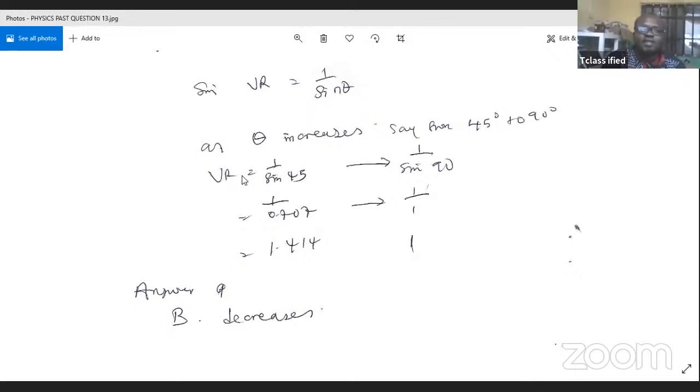So using this formula, VR is equal to 1 over sine 45, and sine 45 is 0.707. So if you solve this out, it will give you 1.44. Or if it is 90, sine 90 is 1, 1 over 1 is 1. So you can see that when you increase theta from 45 to 90, the VR reduces from 1.44 to 1. As you're increasing theta, the VR is decreasing. That makes option B the answer, decreases.